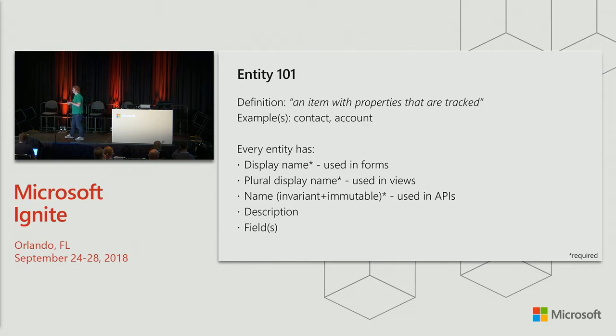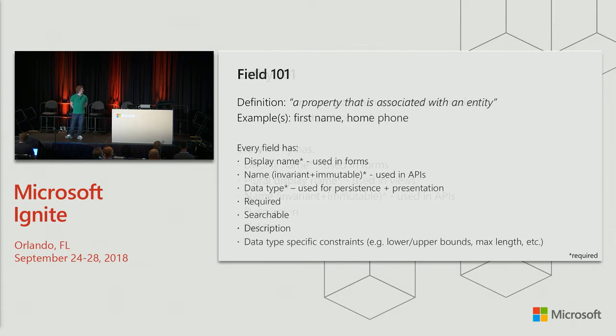We then have a name, which is invariant and immutable, that is used by the APIs when you interact with these entities. Now, granted, many users never turn around and interact with our APIs, or many developers never interact directly with our APIs, but we do have an invariant and immutable name used in those APIs. We have a description that is used for contextual help, so the little popover help bubble. And then finally, we have fields.